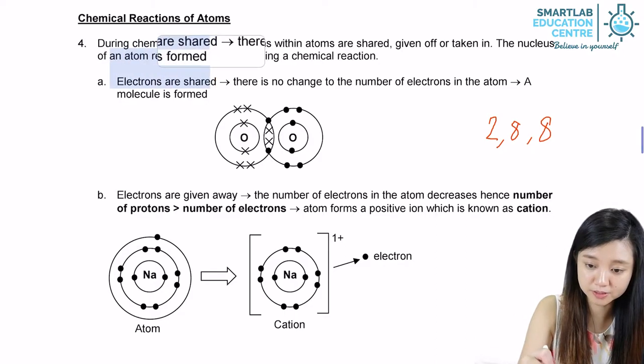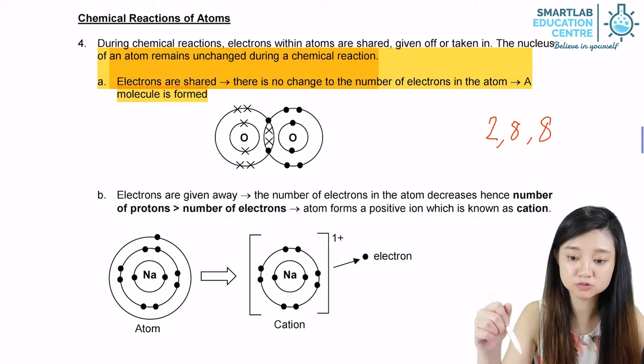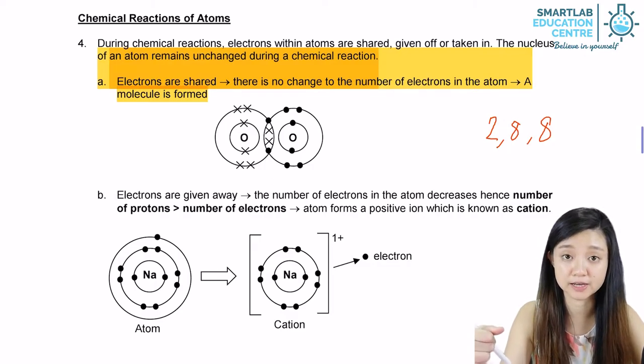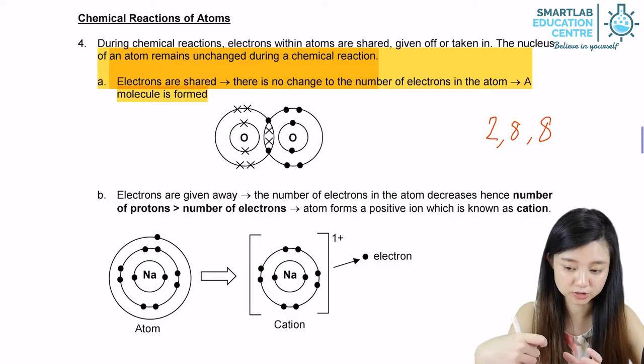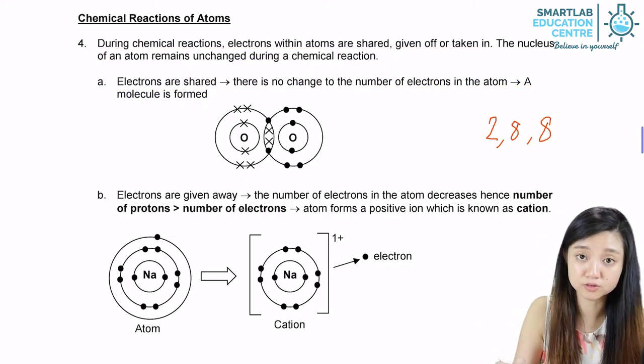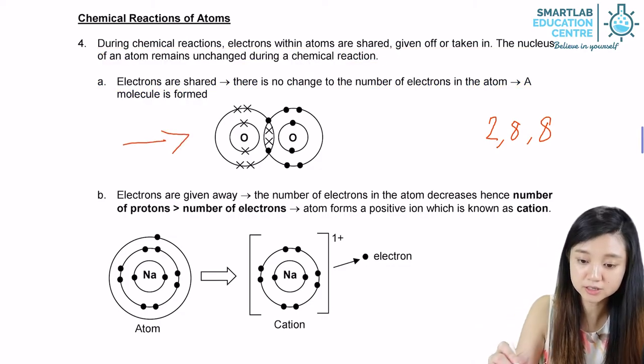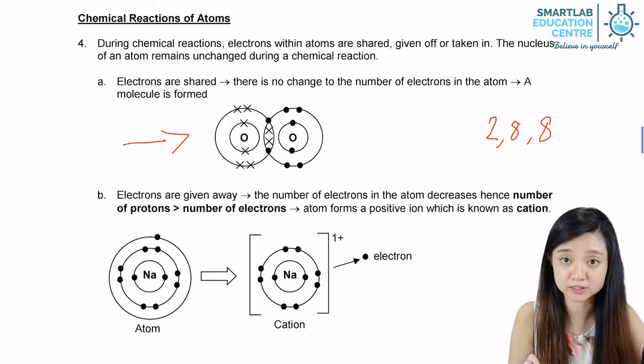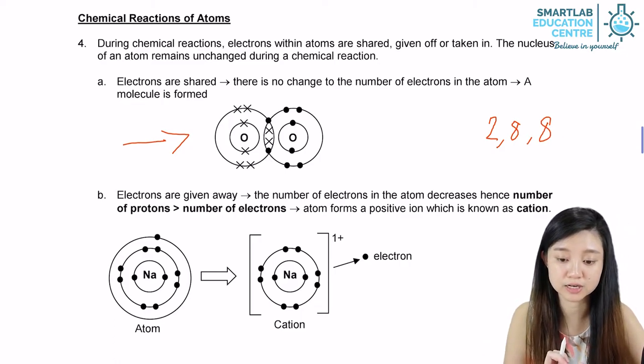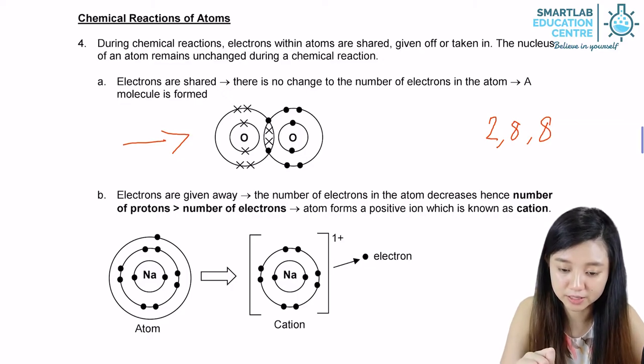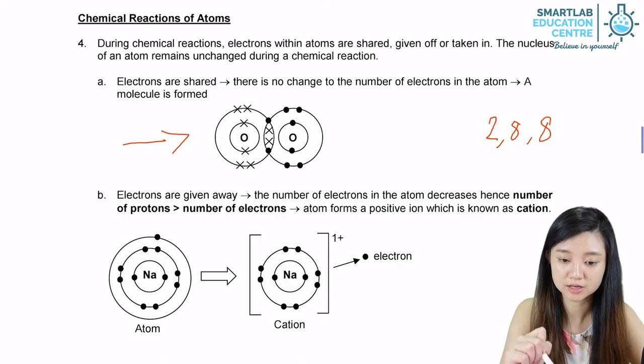So if the electrons are being shared, there's going to be no change to the number of electrons in the atom because no electrons are given in or taken out, and hence a molecule will be formed. If you look at this molecule that is drawn here, it's actually 2 oxygen atoms, but they are going to share 2 electrons with each other so that the outer shell will consist of the maximum of 8 electrons. This is called sharing of electrons.